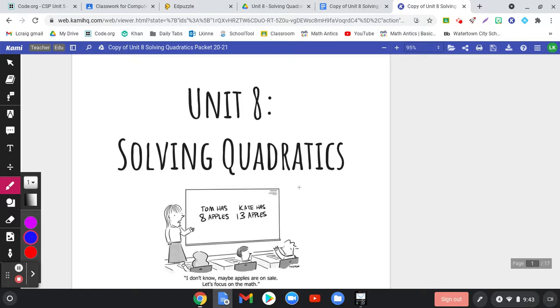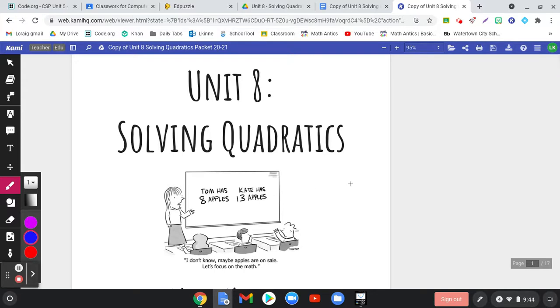Last chapter we talked about all the different parts of quadratics and the parabola that it made. Today we're just going to focus on the zeros. Your first assignment that was already posted in Google Classroom was basically looking for the zeros graphically.